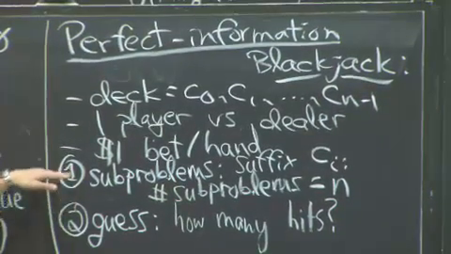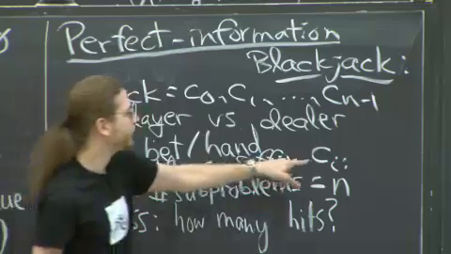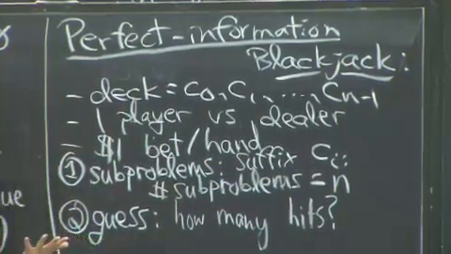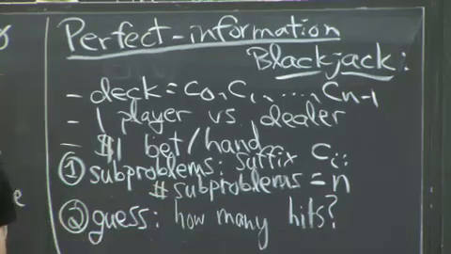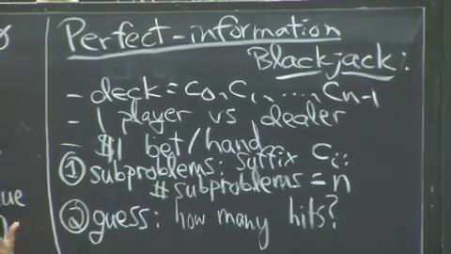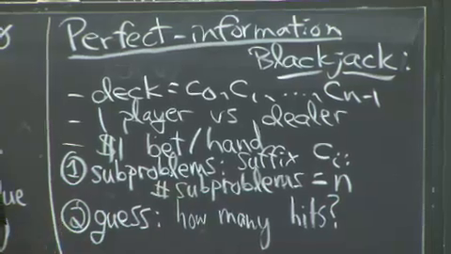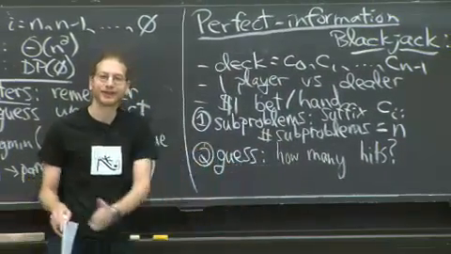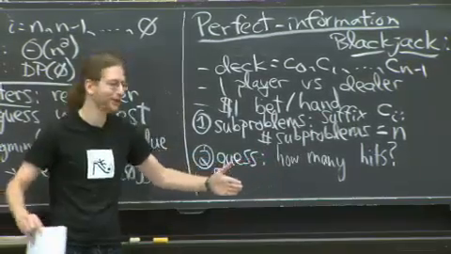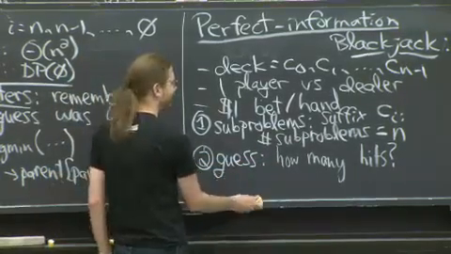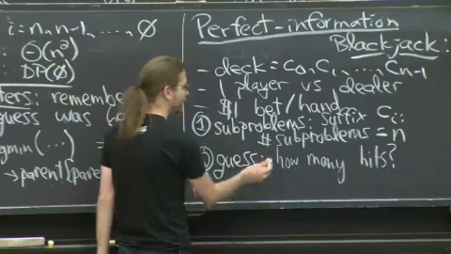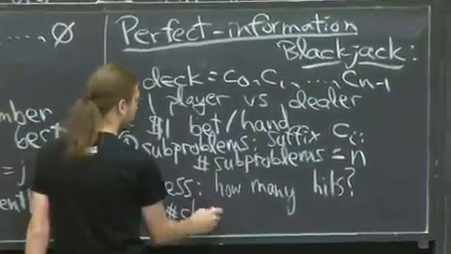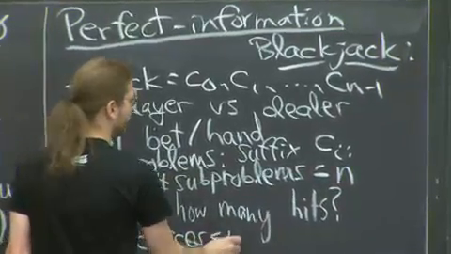So now we need to solve the subproblem. Starting from Ci, what's the best way to play? Well, the first 4 cards are fixed. And then we guess how many hits are left. So there's going to be something like n minus i minus 4 different possibilities, that would be the maximum number of hits I could take with all the remaining cards. That would be the most. And let's see. So the number of choices, I'll just say it's at most n. Don't have to be fancy here.